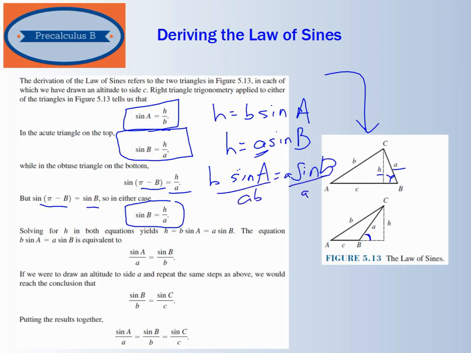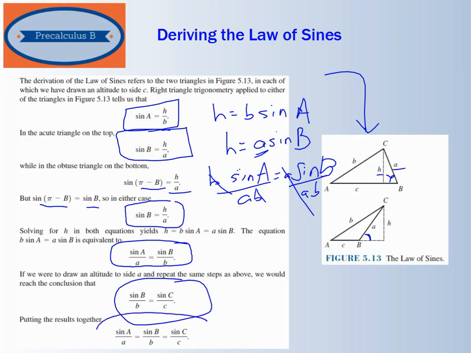ab. On the right, the a's cancel. On the left, the b's cancel. And you end up with this rule. Sine of A divided by a is equal to sine of B divided by b. We could do the exact same thing with a separate altitude if we turn the triangles to figure this out for side c, and we end up getting that sine B over b equals sine C over c, or sine of A over a is going to be equal to the sine of B over b, which is equal to the sine of C over c.